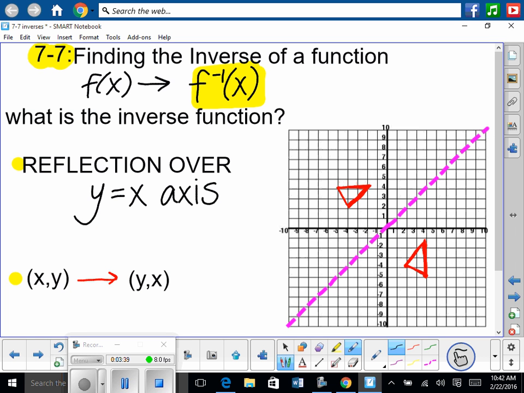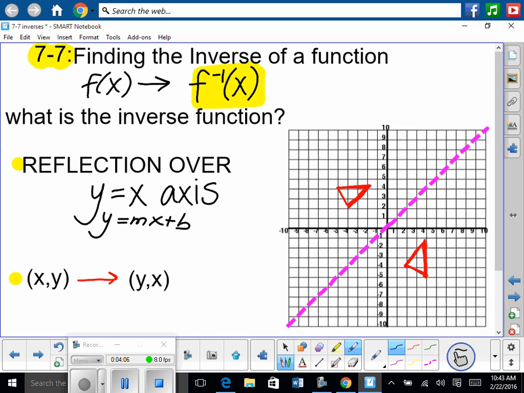Before we get going with this, you need to understand what an inverse of a function is. The inverse of a function is a reflection over the y equals x axis. A lot of people might be thinking, what do you mean, y equals x axis? Well, let's think about it. Isn't the form of a line y equals mx plus b? So isn't this a line? What's my y-intercept?